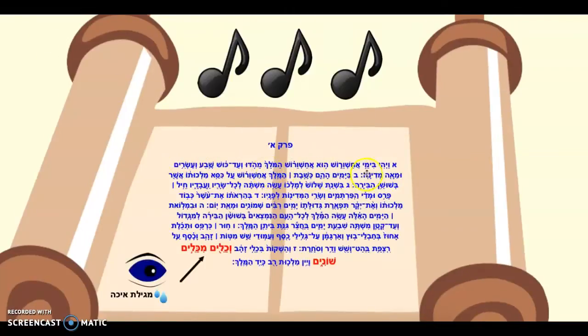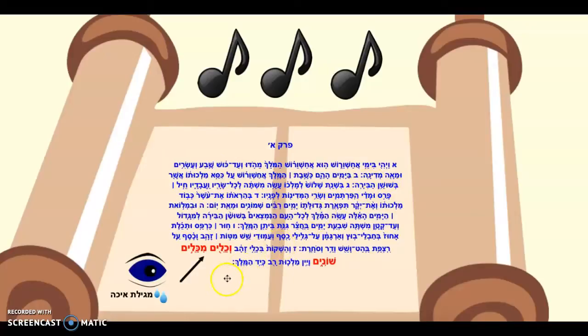The Megillah begins with the story of the parties of Achashverosh and with the regular Megillat Esther melody. Vayehi bimei Achashverosh, hu Achashverosh, hamolech meho uviad kush, sheva v'esrim ume'a medina.